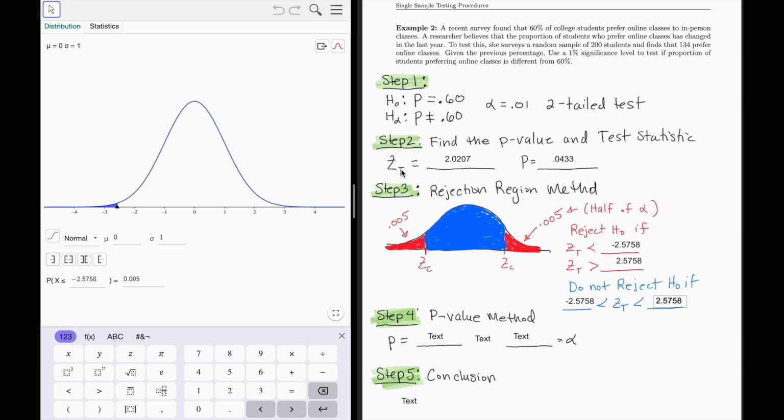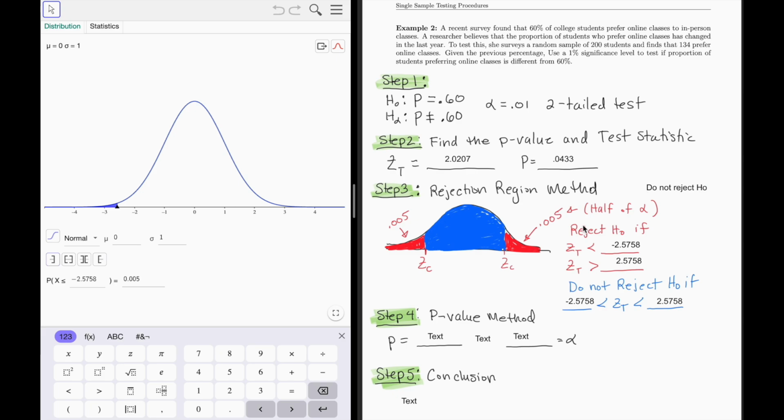So when we look at our test statistic, we have 2.0207. That falls in the blue area. That definitely falls between negative 2.5758 and 2.5758. So in this case, we're going to say do not reject H0. So for step 3, that's our decision.